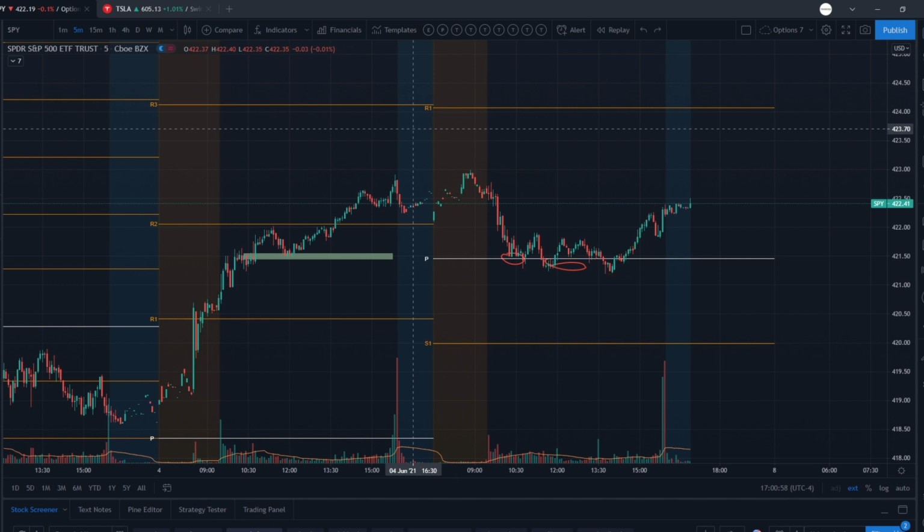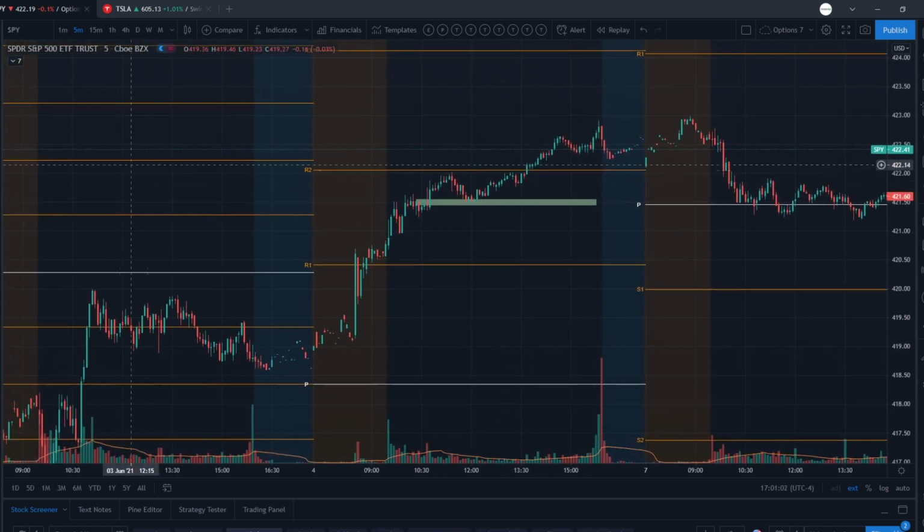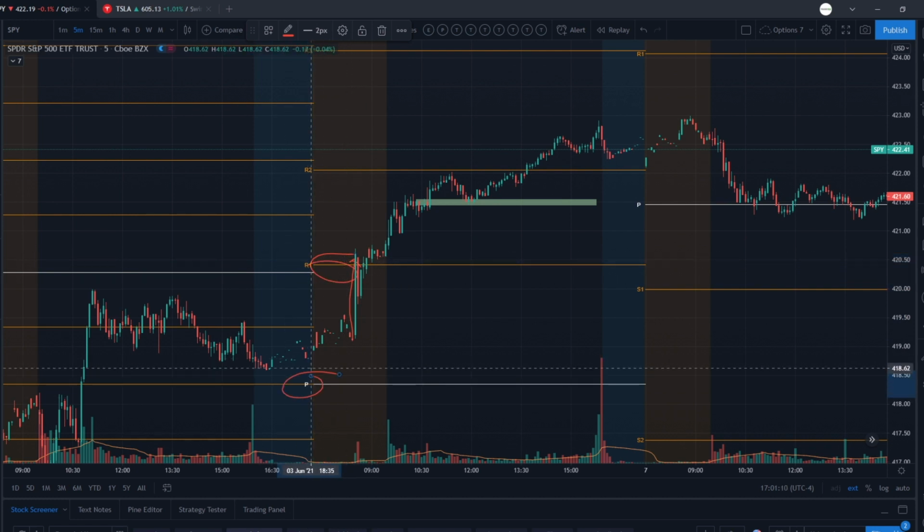Now, just like the pivot, the R1 and the S1 areas can be used as support and resistance levels. As you can see right here on Friday, we ran up into the R1 pre-market and pushed above it. So we're well above the R1, let alone the pivot, meaning that sentiment is bullish. Now, when we enter into the R2 area, I'm expecting to see some kind of resistance hold out here and it turn into support once we break through, right?